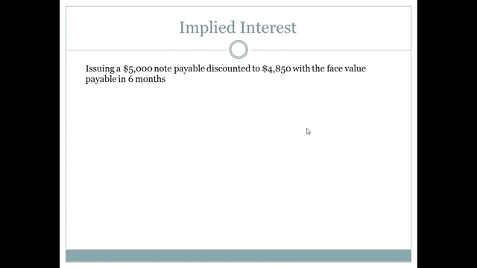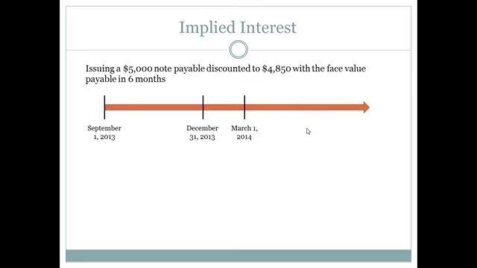So let's take a look and see how this is going to work from a valuation, recognition, and disclosure perspective. We've got our timeline here, and similar to the previous video, we are looking at issuing this note September 1st, repaying it on March 1st, 2014, which means that December 31st, our fiscal year end, falls in between those two transaction dates.